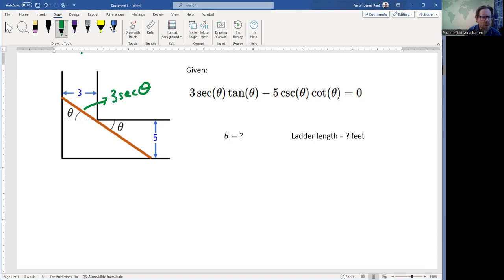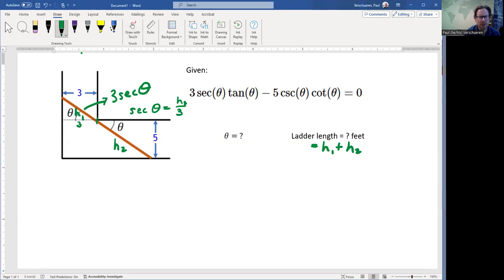But just to give a real quick explanation of that, consider hypotenuse 1, just of the smaller triangle, and hypotenuse 2. The length of the ladder is basically the two hypotenuses added together. Looking at the top triangle, this length right here is the adjacent side, which is also 3 feet. So the secant of that angle would be the hypotenuse divided by 3, and multiplying both sides by 3, you get 3 secant of theta as h1.